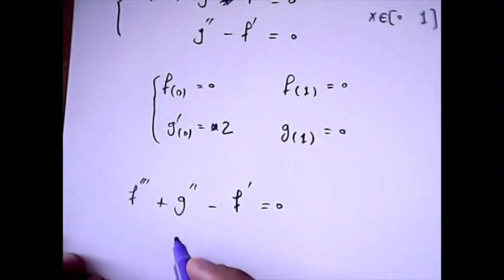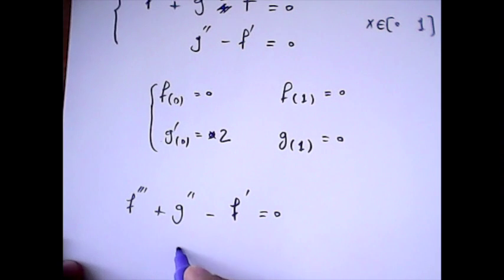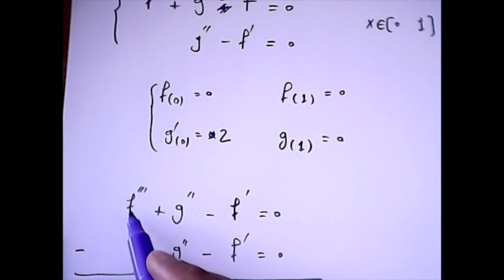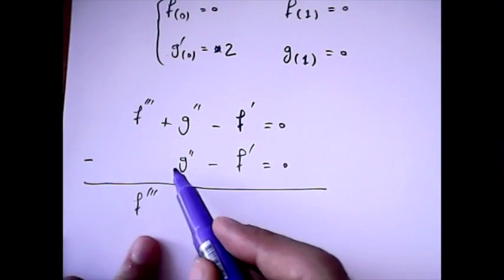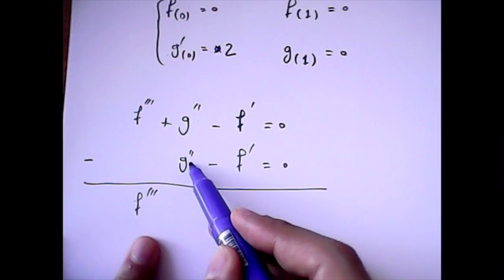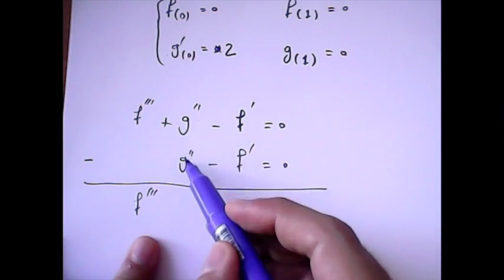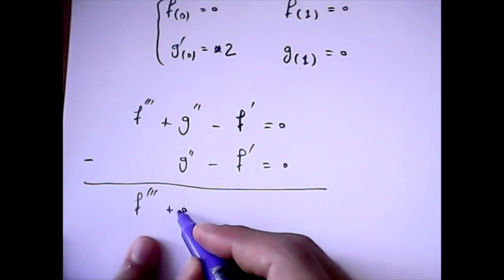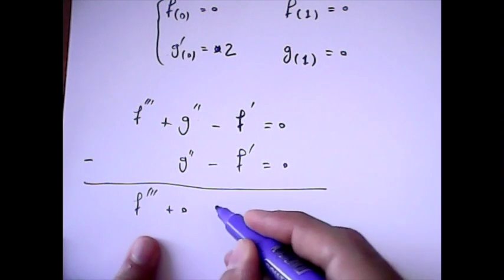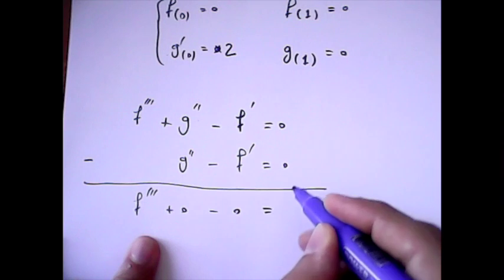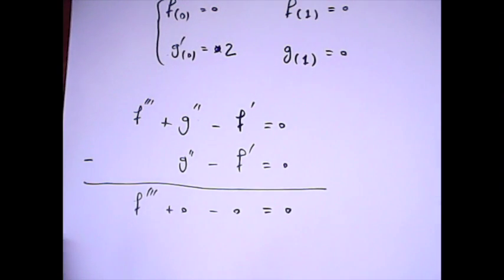I said I want to subtract. I have the second equation here, and I'm just going to write it identically, and subtract the first one from the second one. The third derivative of f comes down straight away. Minus the second derivative of g plus the second derivative of g, so these two cancel out, and I'll have 0. Same story here: the f prime cancels out too. So I'll have 0 minus 0, which is just 0.